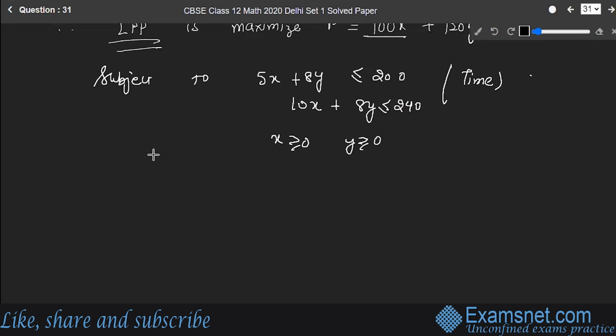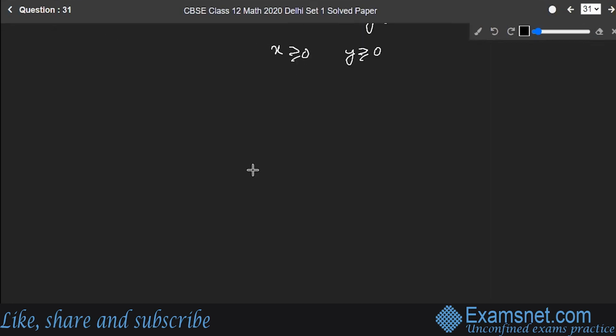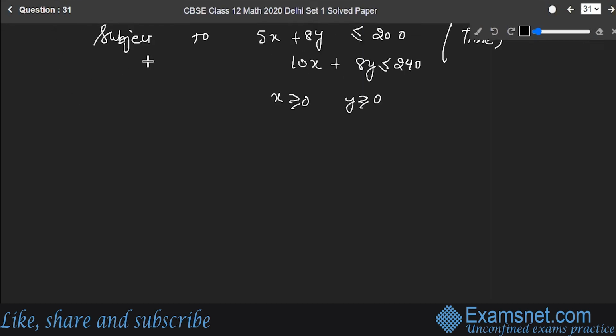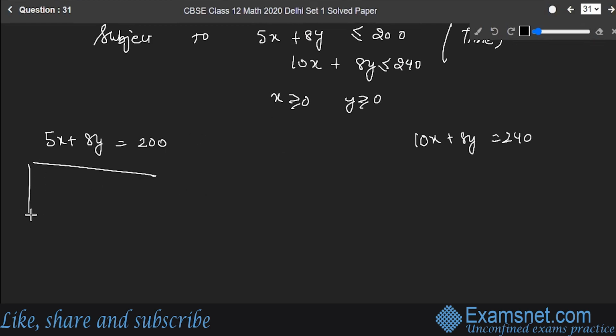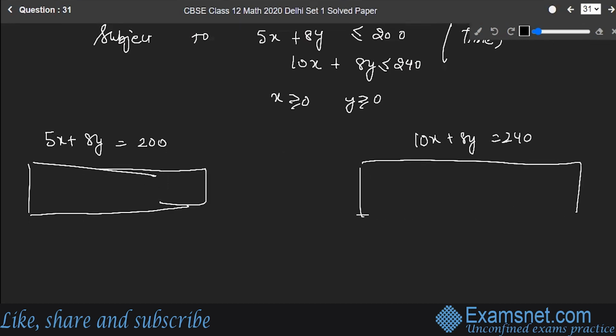Correct? Now, let's make the graph for this. So I have the two inequalities, let's change them into equalities. So 5x plus 8y is equal to 200 and 10x plus 8y is equal to 240. According to that, let's plot the graph. The 2 points. Here is for x and y. And this is for x and y.